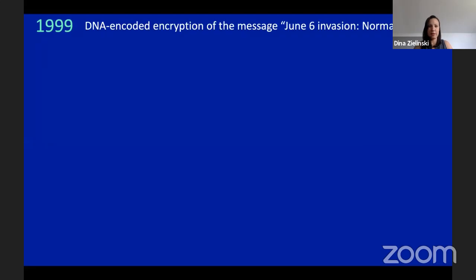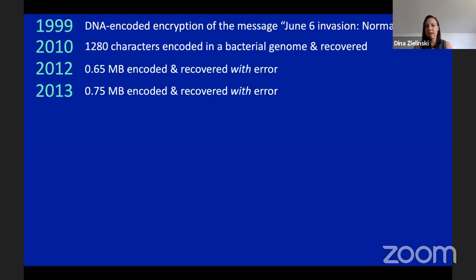So that was again in 1988. Just to give you a rough timeline, since then, not a lot was done in those intervening 10 years. But in 1999, there was a DNA encoded encryption of the message June 6th invasion in Normandy. And it wasn't again until roughly 2010 that the idea of storing data in DNA started to really take off. And within those few years after that, there were some incremental advances in the amount of data we could store.